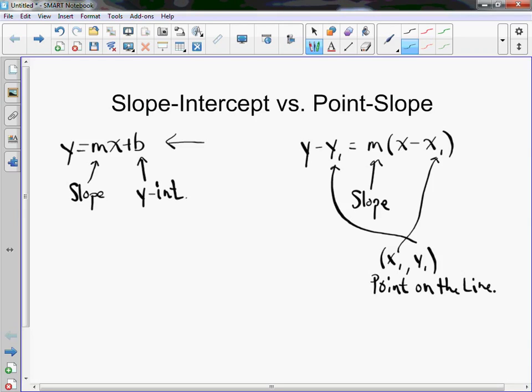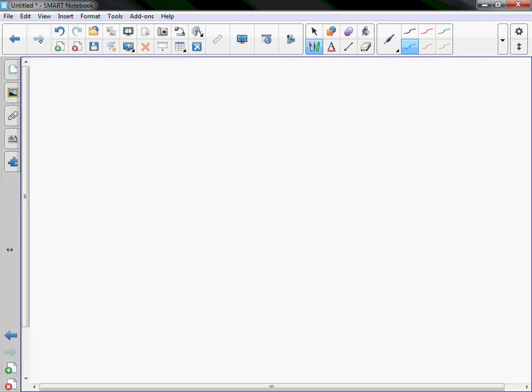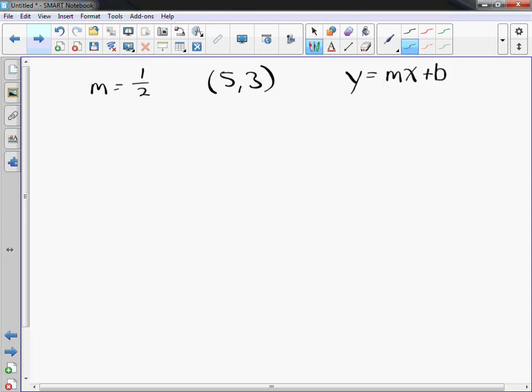Let's look at a problem, and I'm going to do it two different ways. I'm going to do it using slope-intercept form, and then I'm also going to do it using point-slope form, just to demonstrate the difference between the two. So we have the slope of 1/2 and the ordered pair 5, 3. I'm going to start off using slope-intercept form. The point they gave us is not the y-intercept, so I can't just plug in the y value for b like I do if I'm given the y-intercept. If this was 0, 3, then I could just plug in 3 for b and go with it.